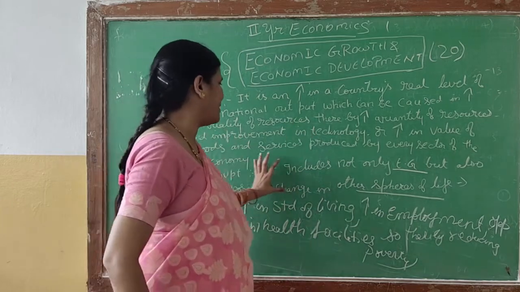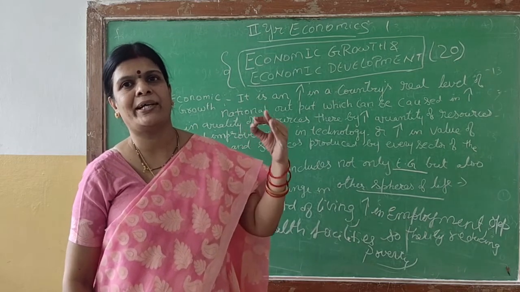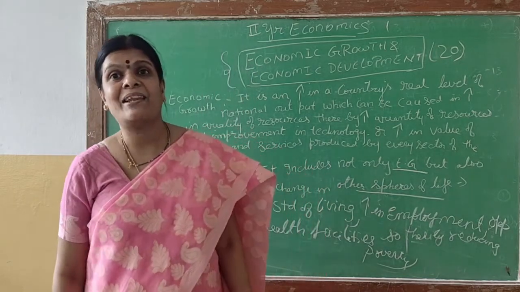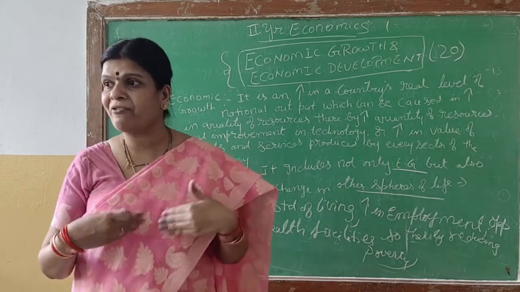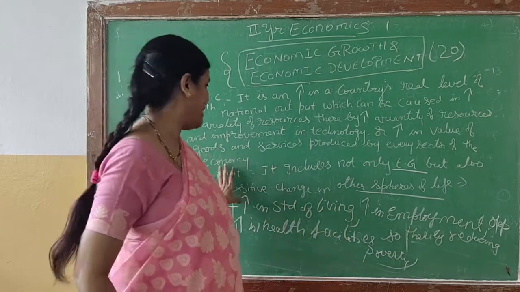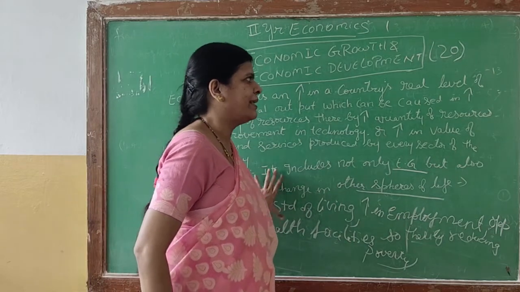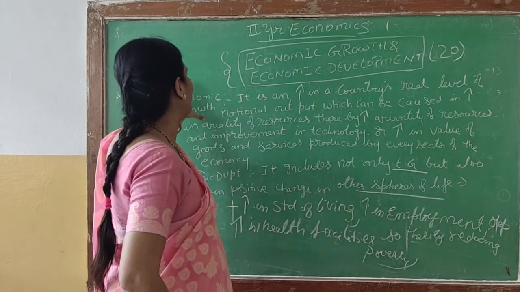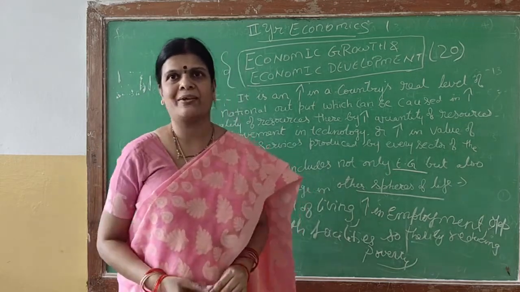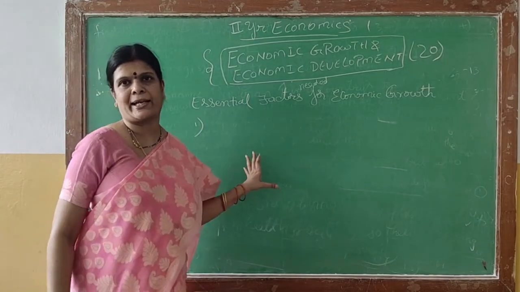The main object of economic development is increase in standard of living, thereby increasing quality of life. When we achieve economic development, there will be self-esteem. Self-esteem means what? Self-confidence in ourselves. That is called economic development. Is this concept clear? Once this concept is clear, we will go to what are the essential factors needed for economic growth. Now you understood what is economic growth.